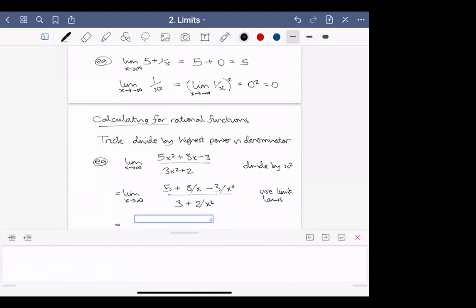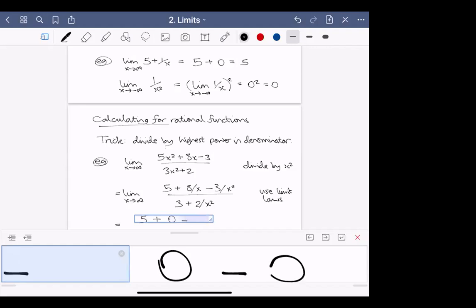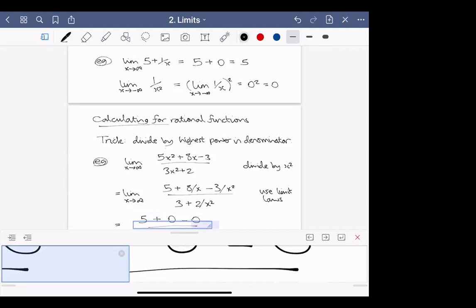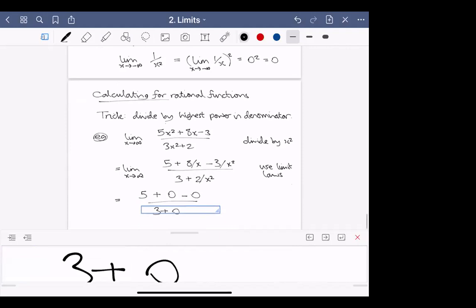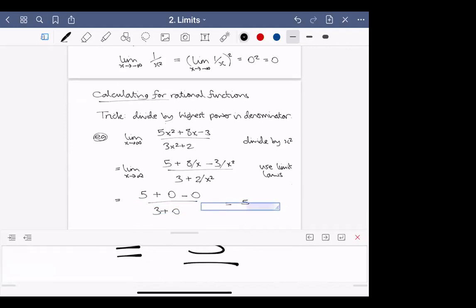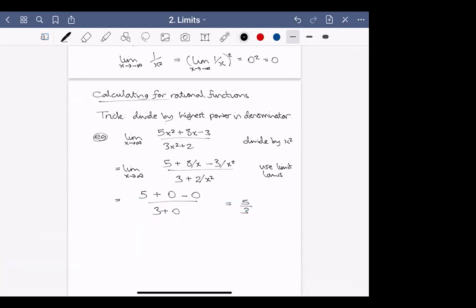So it's a quotient. So the limit is the quotient of the limits. 5 is its own limit. 1 over x has limit 0. Minus 1 over x squared has limit 0 as well. And on the bottom, we have 3 plus 0, so the answer is 5 over 3. Okay, let's take a break.